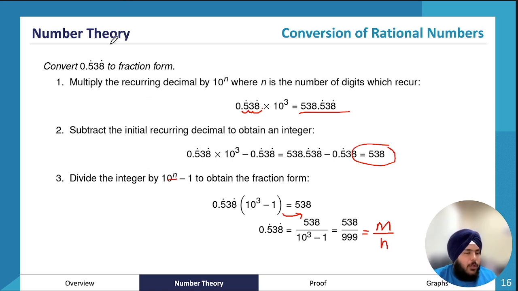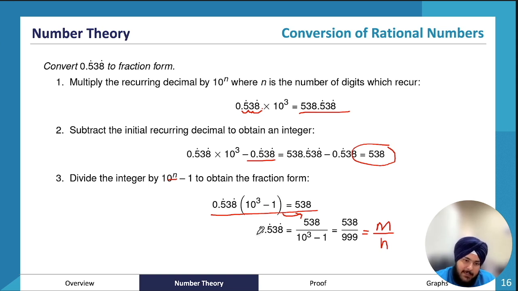So basically, we have the recurring decimal 0.538, where the 538 is repeating indefinitely. How can we change this into an integer? Well, we can multiply by 10 to the power of 3 to get 538.538538 and so on and so forth. Then to get an integer, we multiply by 10 to the power of 3 and subtract the recurring decimal to give us 538. So we know that 0.538 recurring multiplied by 10 to the power of 3, minus itself, will give us 538.